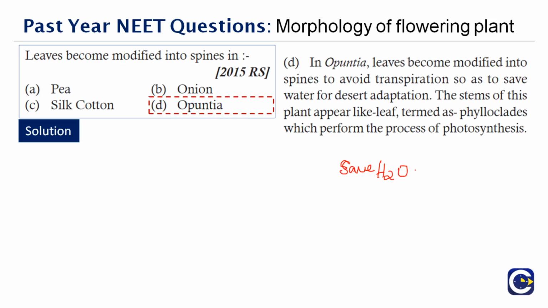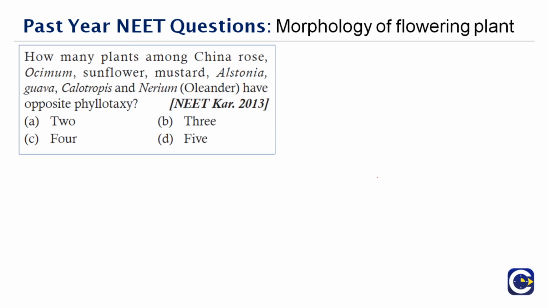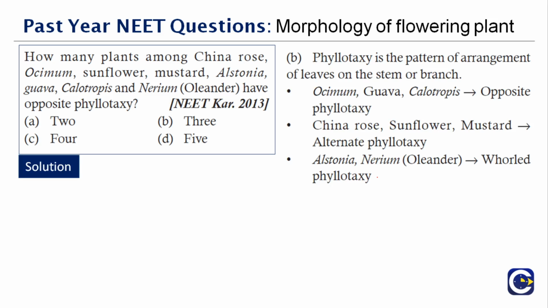Next question here. How many plants among China rose, Ocimum, sunflower, mustard, Alstonia, guava, Calotropis, Nerium have opposite phyllotaxy? Okay. I will show you the description here, maybe then you can understand. See, phyllotaxy is a pattern of arrangement of leaves on the stem or the branch. So that is called phyllotaxy.